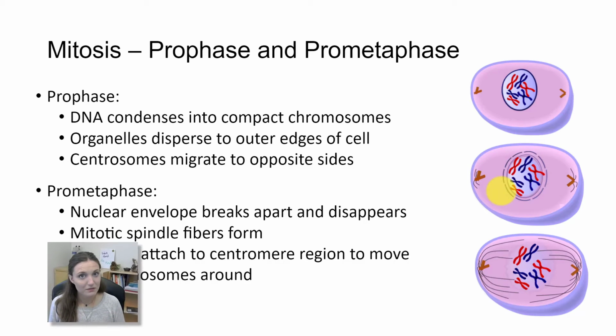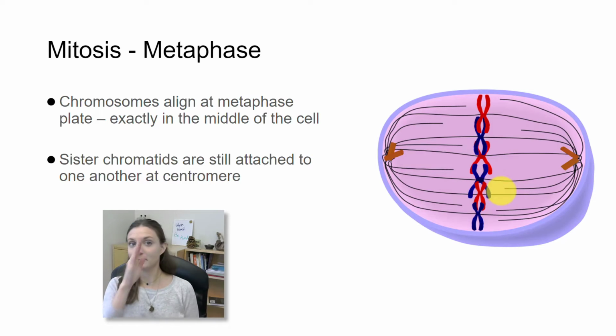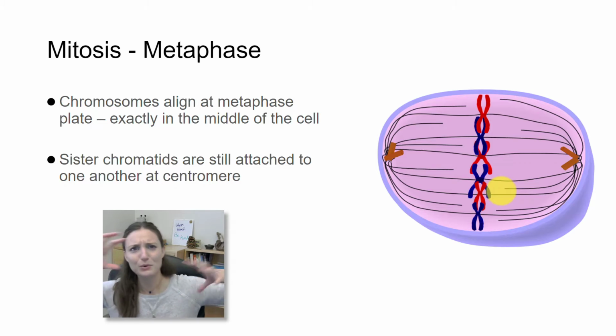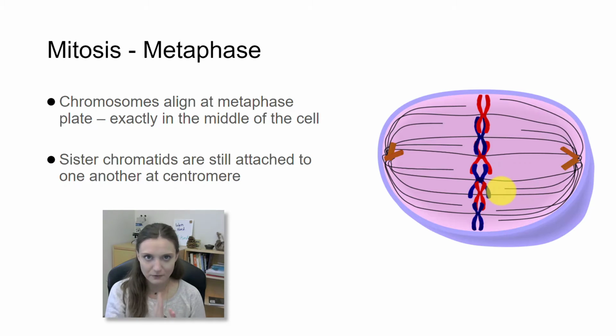Now, next, what's going to happen? This next phase, we call it metaphase. Meta means middle. So what's going to happen? Spindle fibers are going to push and pull and push and pull and push and pull on those chromosomes until they create one straight line. All 46 chromosomes in our genome in humans, one straight line down the very middle of the cell.